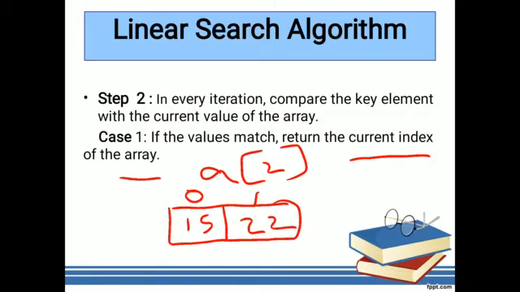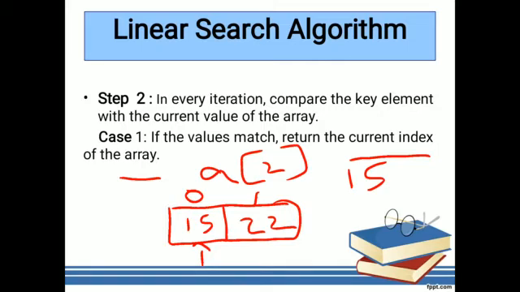So if the value is matched, for example if you want to find the key element 15, the key element is compared with the elements of the array. First it needs to compare from the starting position. The key is 15 and the current value of the array is 15. When both values are compared, the value is found here, so it simply returns the index as 0.